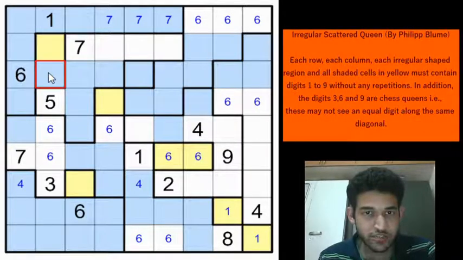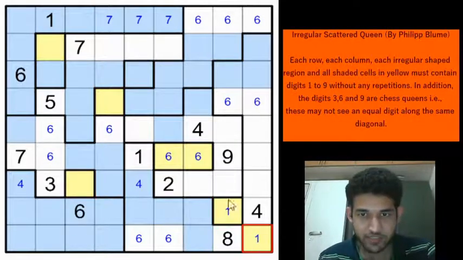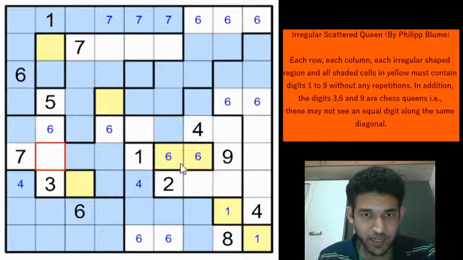So we know that these 2 cells can't contain a 6. This cell can't contain a 6. We just eliminated 6 from here. So this can't be a 6 because of this 6. These 2 can't be 6 as well. So only these 2 cells can be a 6. Only possibility for 6. Which eliminates the 6 from here using the classic rule.